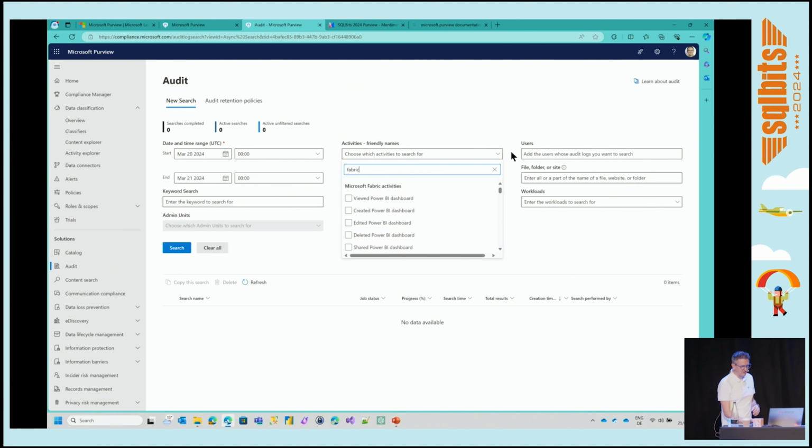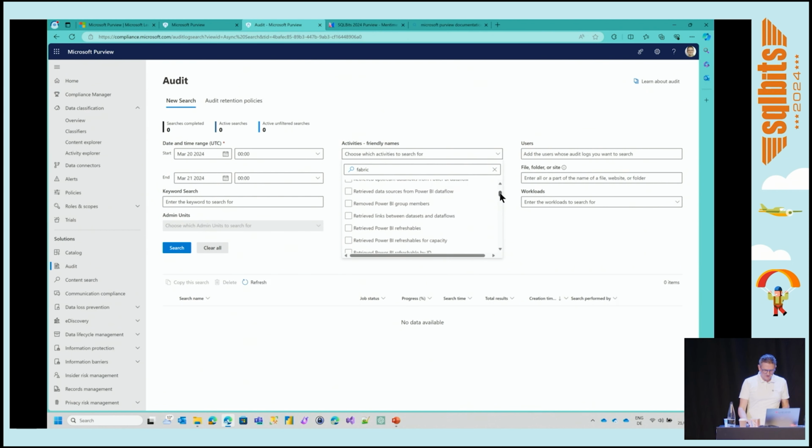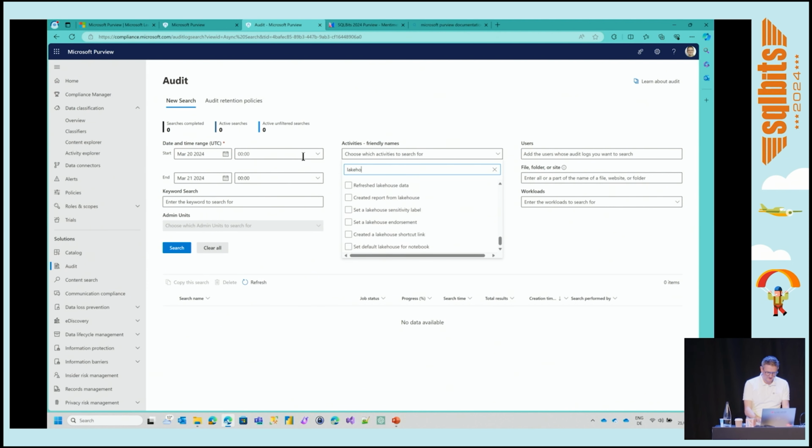And if I search for Fabric, well, I've got the event of view the Power BI dashboard, view the Power BI report. But if I scroll down, I'm coming to other artifacts than Power BI. There should be some lakehouse. Let's search for lakehouse. Yeah. So there are different events we can search for, like is there or was there an event for creating a report based on a lakehouse? Was there an event, or who created a lakehouse? So I can do some research based on the information that is in there.